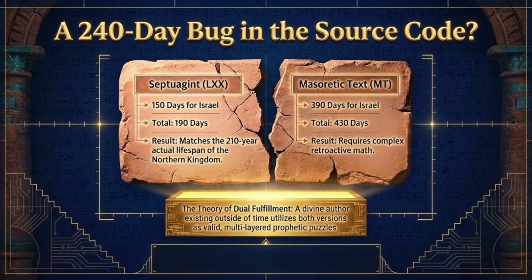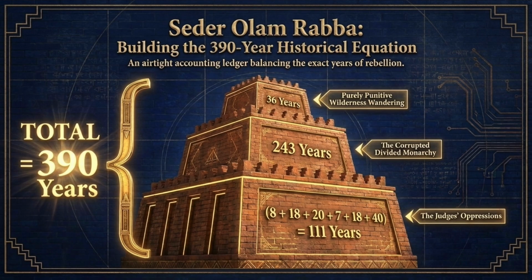Walk us through how they arrive at 390. Well, they start in the book of Judges. This era is famous for a vicious, repetitive cycle. Yeah. The Israelites rebel. God allows a foreign king to oppress them. The people cry out. God sends a judge to rescue them. And then they eventually rebel again. Wash, rinse, repeat. Exactly. So Rashi calculates the exact years the Israelites were physically subjugated by foreign powers as direct punishment for these rebellions. Okay, let's do the math.